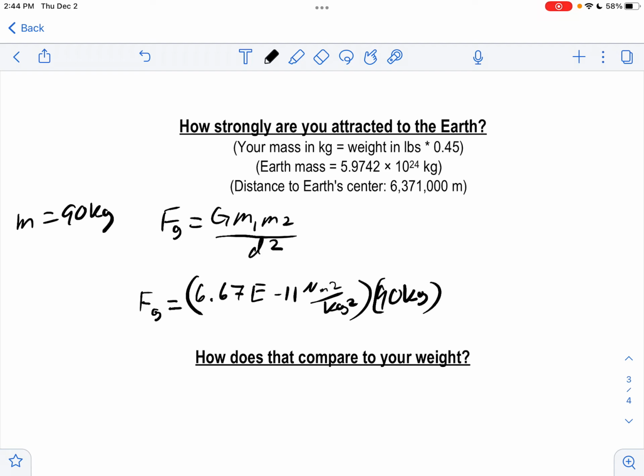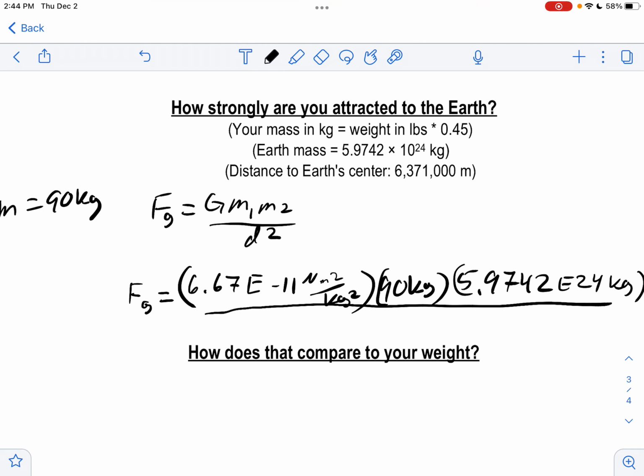For the other mass, Earth pulls on us and we pull back too, but if we're going to use this for the attraction to Earth, we've got to use Earth's mass. So there's Earth's mass, 5.9742. Here, I'm going to use that E notation too, E to the 24th. That's times 10 to the 24th kilograms.